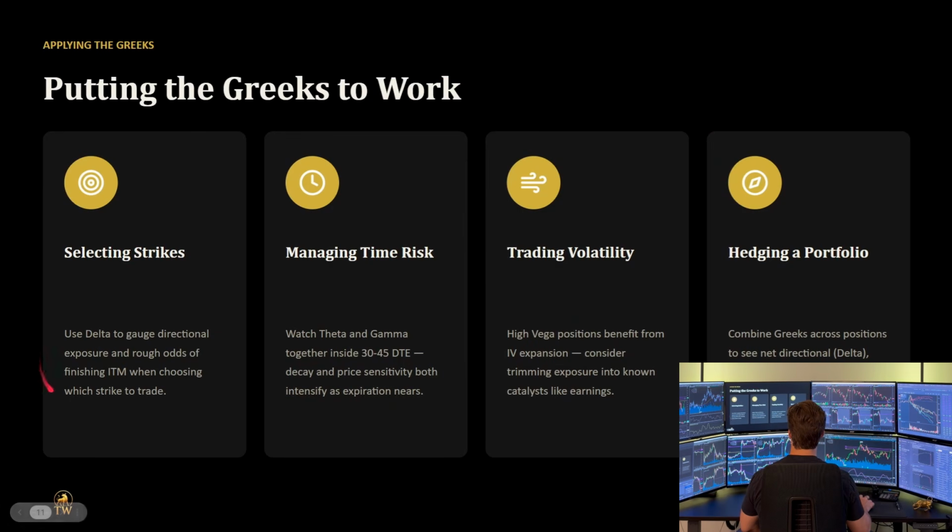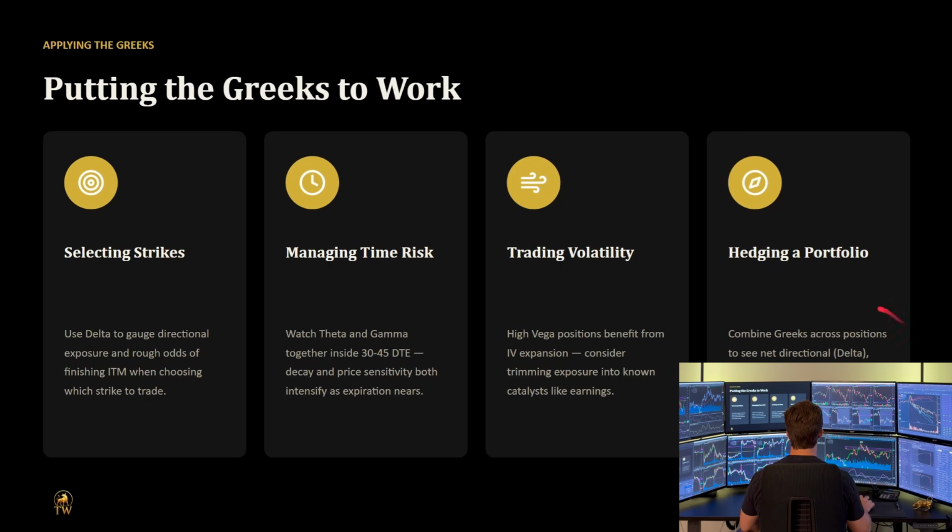You'll want to use delta to gauge the directional exposure and rough odds of a contract finishing in the money when choosing which strike to trade. Watch theta and gamma together inside 30 to 45 days to expiration because decay and price sensitivity both intensify as expiration nears. High Vega positions benefit from IV expansion. Consider trimming exposure into known catalysts like earnings.